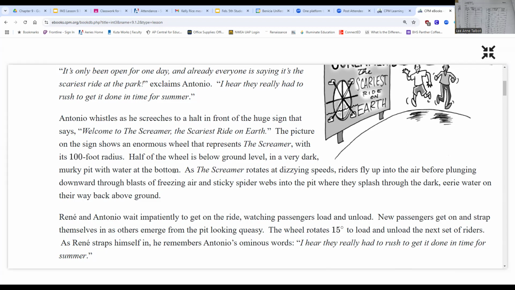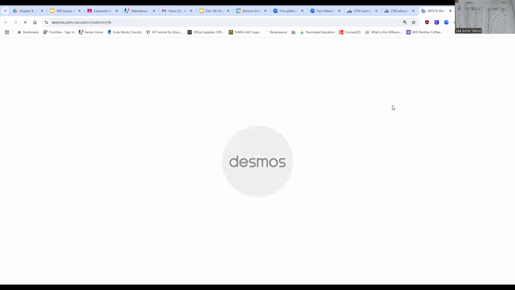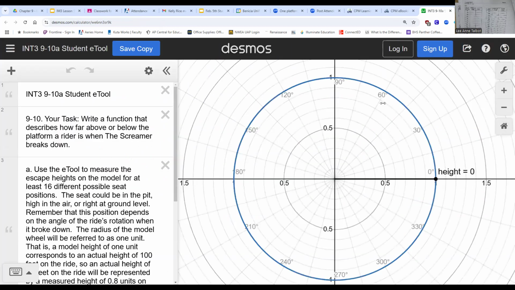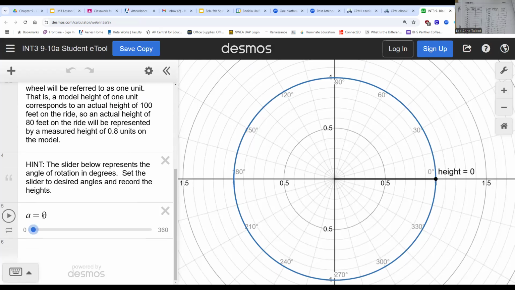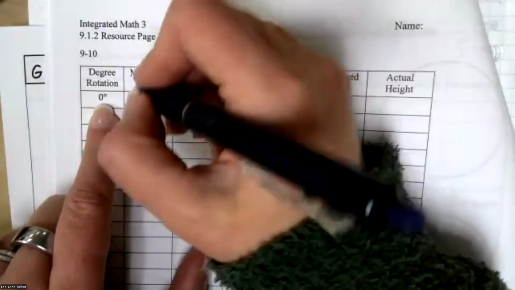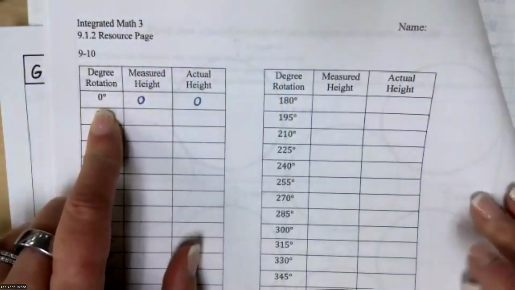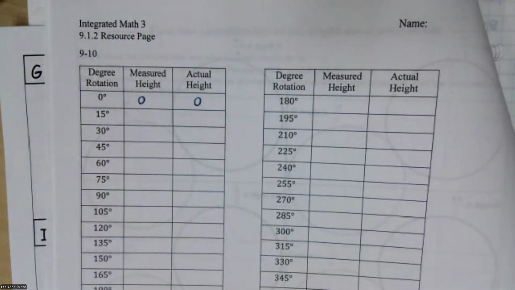Okay, so we are going to use an E tool to get us all of the height. So CPM has made us a Screamer here. And at 0 degrees, that's where you get on the Screamer. Over here, it's at height 0. Okay, so go ahead and go to your resource page. And at 0 degrees rotation, the height is 0 and the actual height is also 0. Okay, this will make sense in a minute.